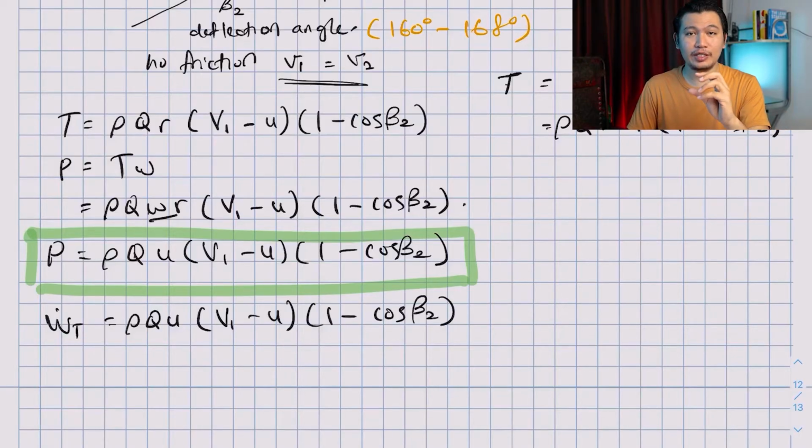Later you will find out that we have W dot T, which is the power generated at the turbine wheel, and then we have W dot F, which is the power supplied by the fluid to the turbine. And then you can find efficiency from there, right?